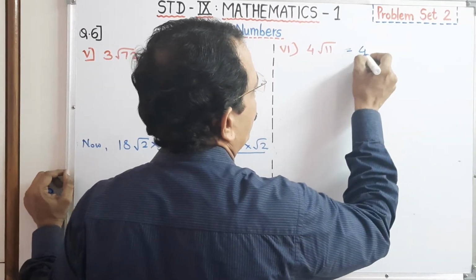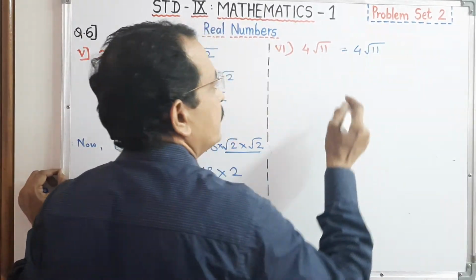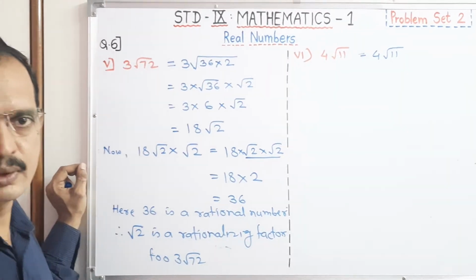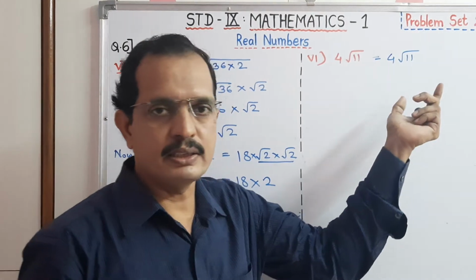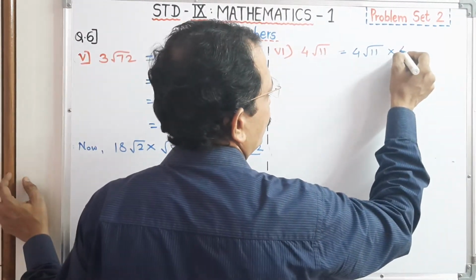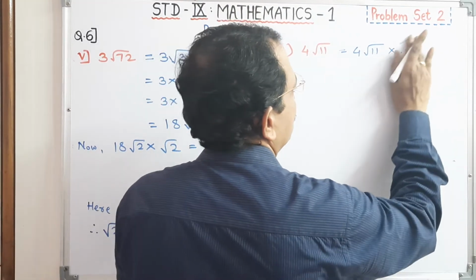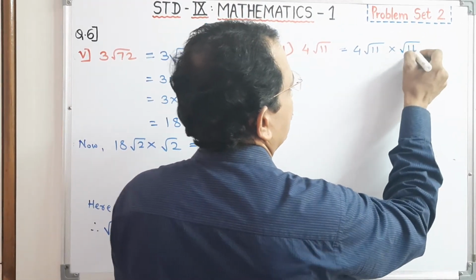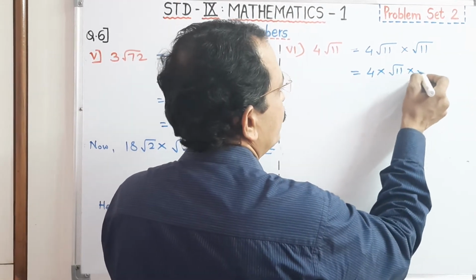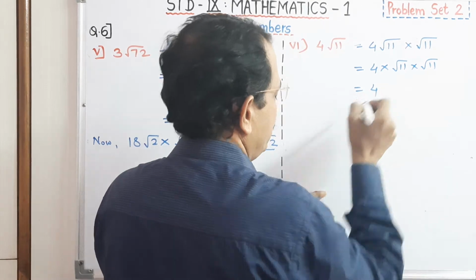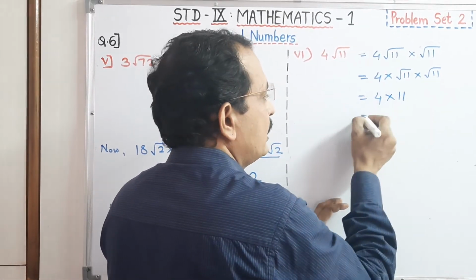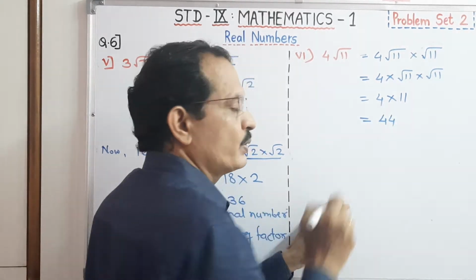Now 4 root 11 has 11, which is a prime number. We can't factorize this. Therefore we directly multiply with root 11. And dear student, 4 into root 11 into root 11. Again 4 is as it is, and root 11 into root 11 is 11, and 11 times 4 is 44.